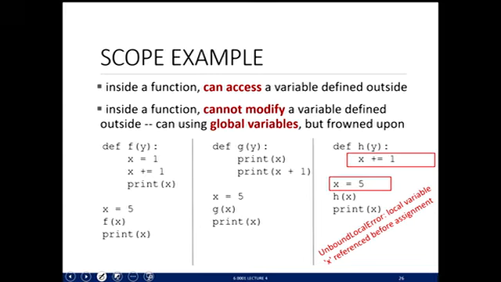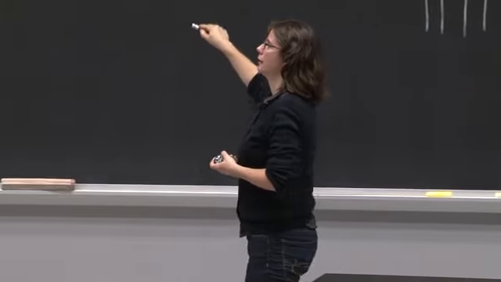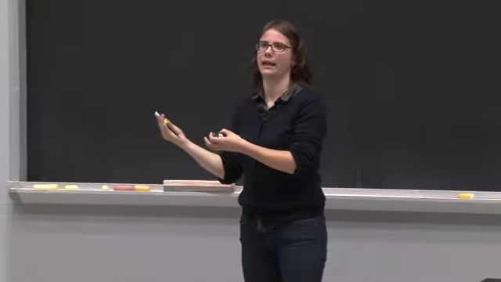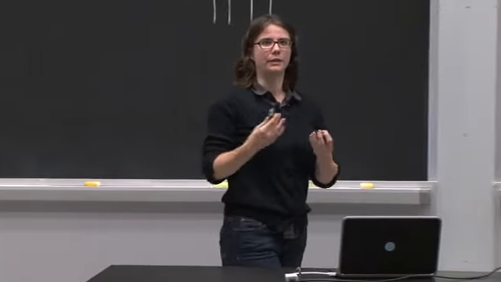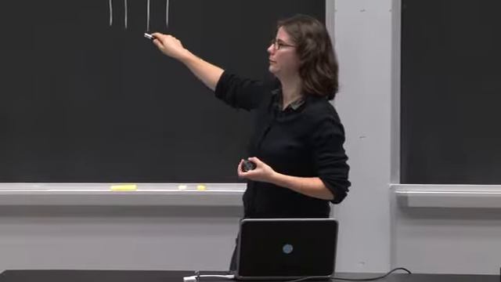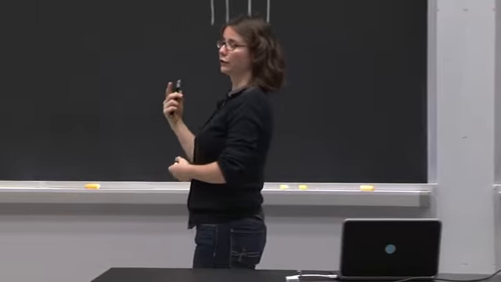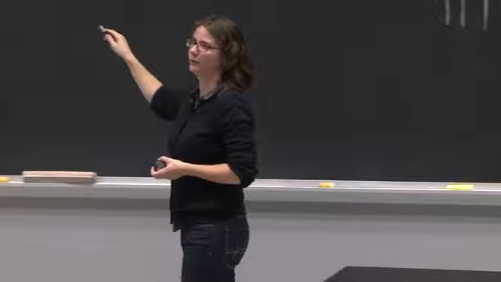So if inside h I said x is equal to 1, and then I did x plus equals 1, then it would be this example here, f of y. But I didn't do that. I just tried to access x and then increment it, and then try to reassign it. And that's actually not allowed in Python. There is a way around it using global variables.